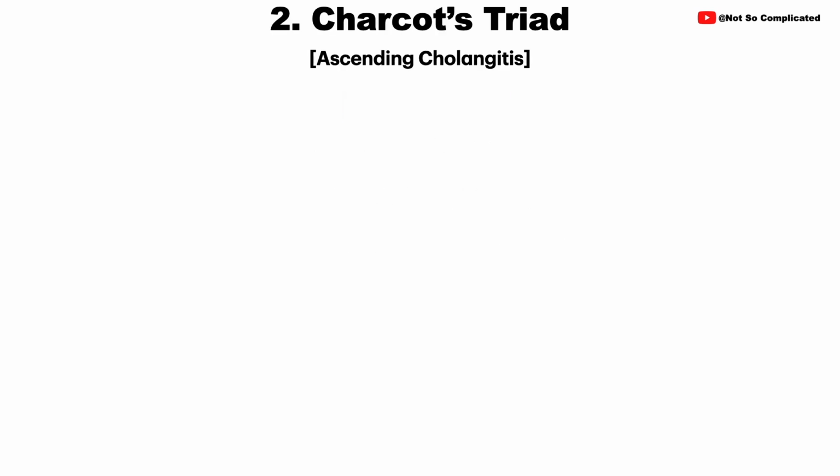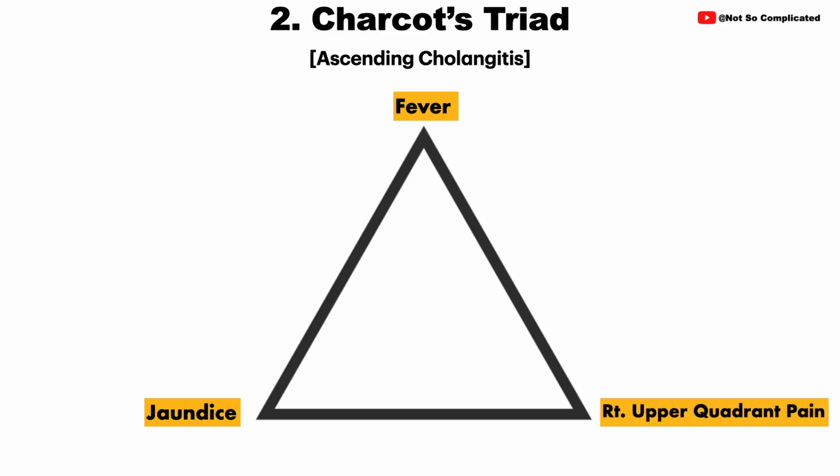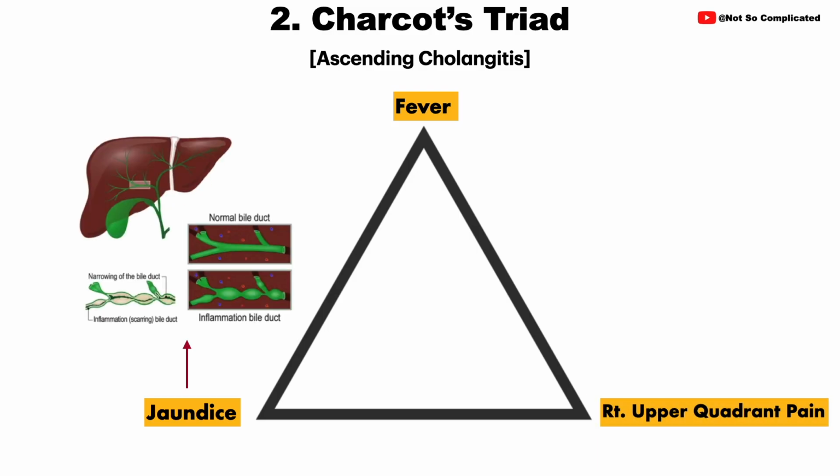And talking about Charcot's triad now, it is for ascending cholangitis, and the first symptom is fever. So the fever in ascending cholangitis, unlike cholecystitis, is swinging. There is swinging pyrexia in cholangitis. All right, the other one is jaundice, and the other symptom is right upper quadrant pain. So this is just a visual representation of jaundice right here.